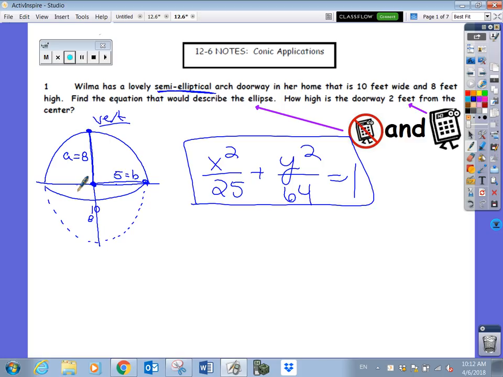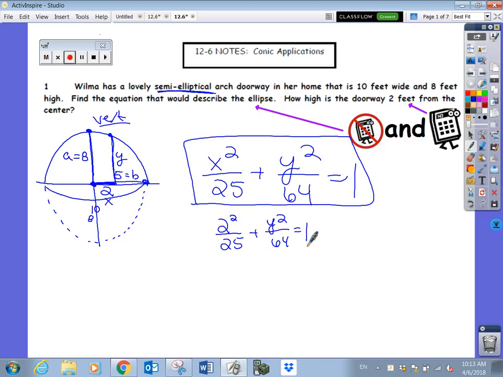So we want to know how high it is 2 feet from the center. Again, it doesn't matter if we go left or right. If we go 2 feet from the center, what is the height? So right there, we know that this is the x. X goes left and right. Y goes up and down. So we want to know what is the y value when x is 2. That's what that's asking. So we plug in 2: 2 squared over 25 plus y squared over 64 equals 1.